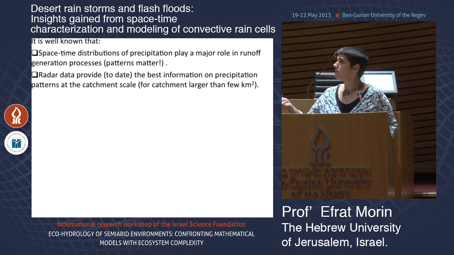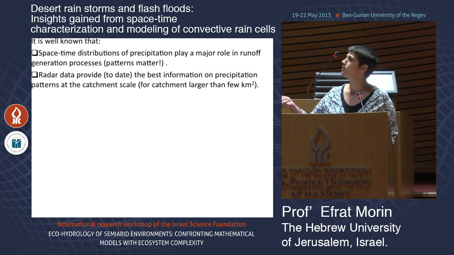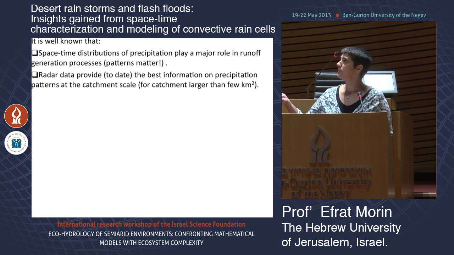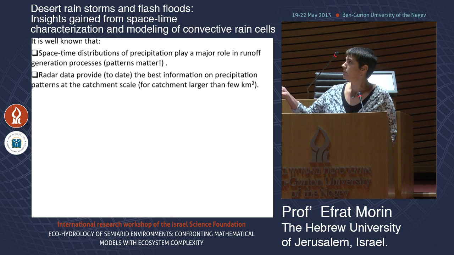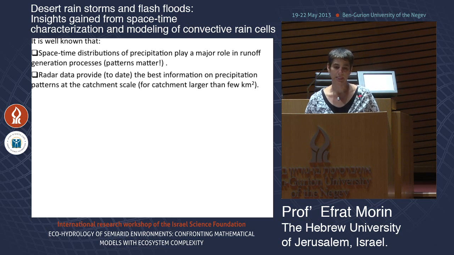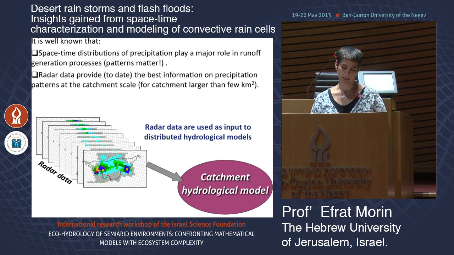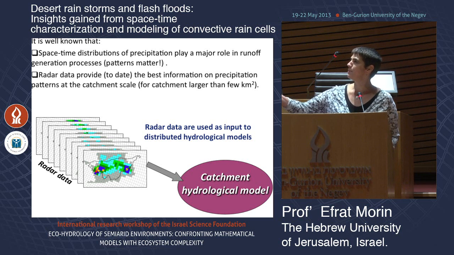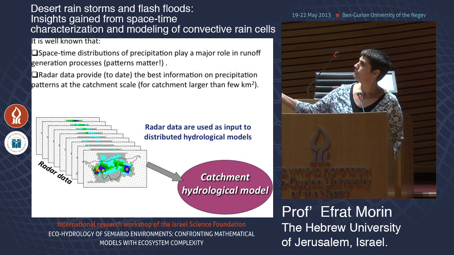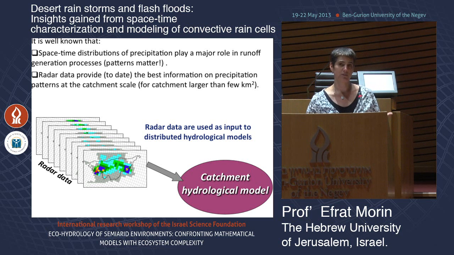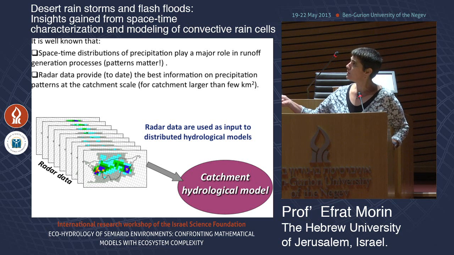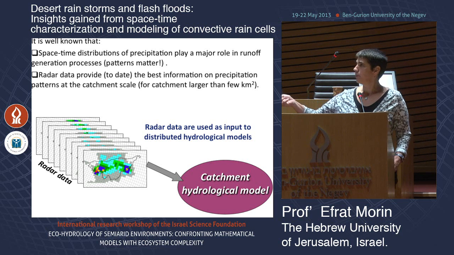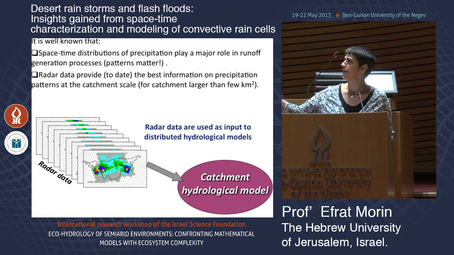To date, radar data are the best information we have to represent the patterns of precipitation, mainly in catchments larger than a few square kilometers. This is why we see quite many studies that use radar data, which, as I said, represent the patterns of precipitation very nicely, as input into hydrological models, which represent the processes that occur in the catchment. Myself, and many others, made this connection.